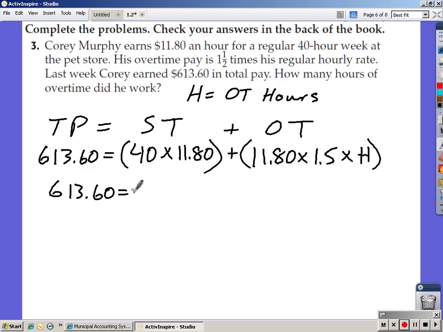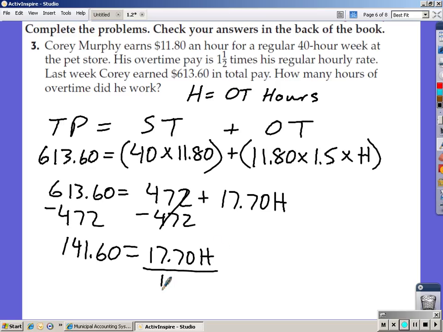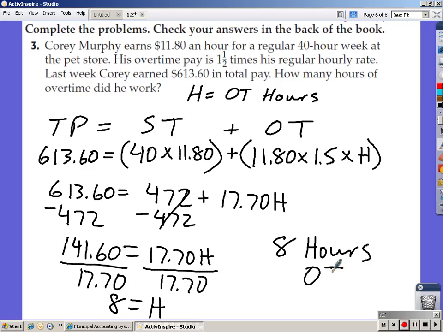613.60 equals 40 times 11.80, which is 472, plus 11.80 times 1.5 times H is 17.70 H. Okay? Subtract 472 from both sides. That's going to cancel here. 613.60 minus 472 is 141.60 equals 17.70 H. Divide both sides by 17.70. And you get 8 equals H. Okay? So, Corey worked 8 hours overtime. All right?